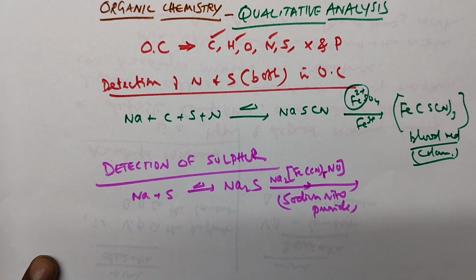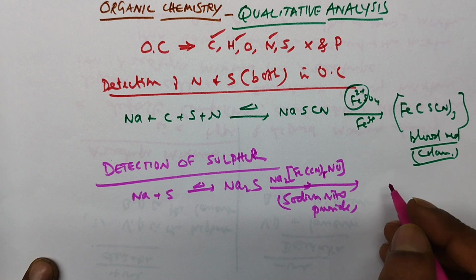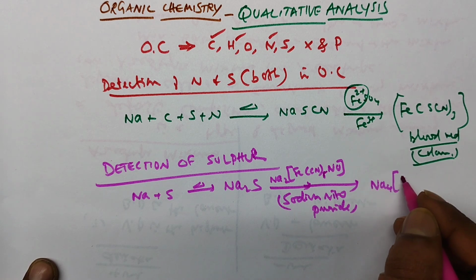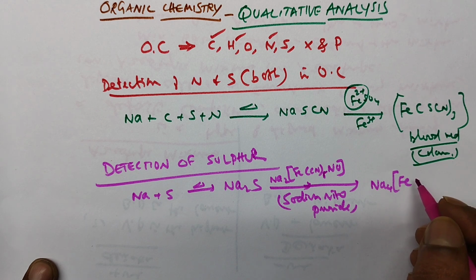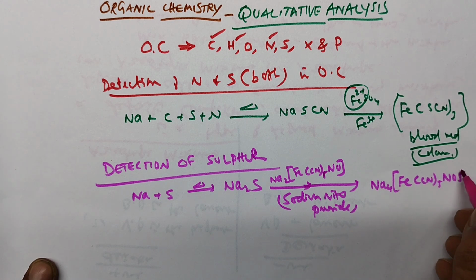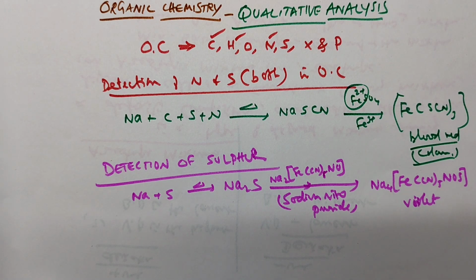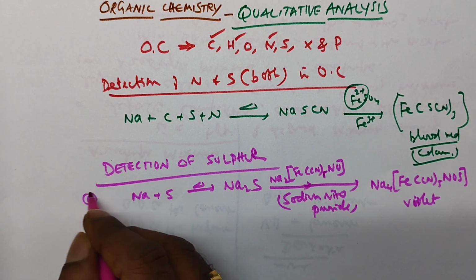So what will happen? It gives a violet color complex, that is Na4[Fe(CN)5NOS]. Due to the formation of this complex, it gives a violet color, and that violet color on standing fades out, that means it decolorizes. That is one of the tests for detection of sulfur.